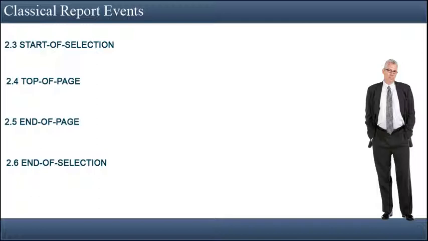End of selection: usually program output is written in this event. This event is used to handle abnormal termination of the program. The stop statement written in the start of selection event takes the control to the end of selection event.